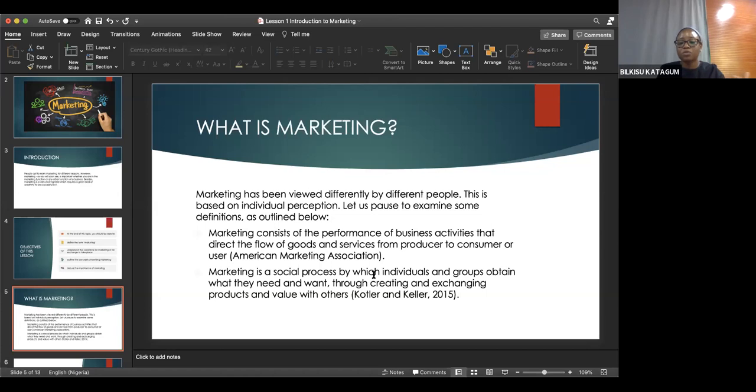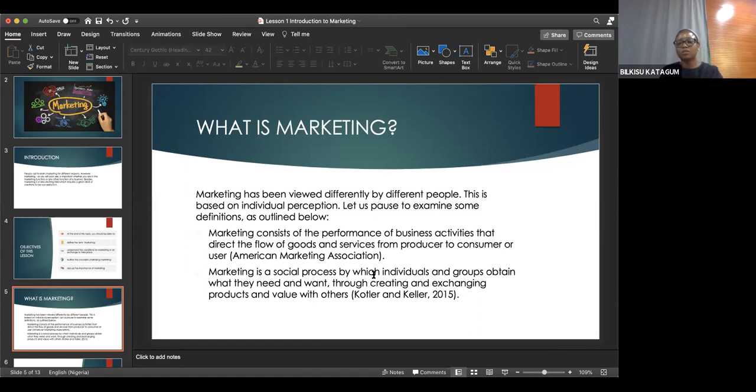Another definition is by Philip Kotler and Keller. Philip Kotler is one of the pioneers of marketing. He stated that marketing is a social process by which individuals and groups obtain what they need and want through creating and exchanging products and value with others. At the end, marketing is a social process. The whole point is creating value. You create your products, you create your service, you want your customers to get value for it. That is what marketing is.